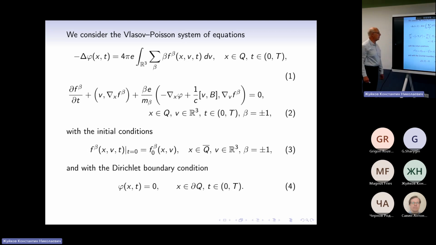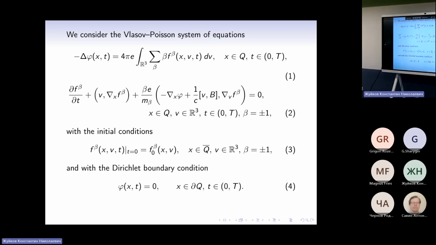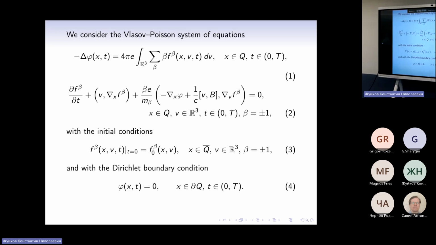Here we have e, the charge of the electron, and equation 1 is the well-known Poisson equation. However, in this equation we have three unknown functions: phi, f +1, f -1. This corresponds to Coulomb's law. In the right-hand side, we have the total density of charged particles. Vlasov equations 2 describe the kinetics of charged particles. Here we have a scalar problem.